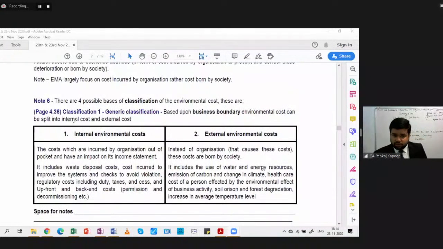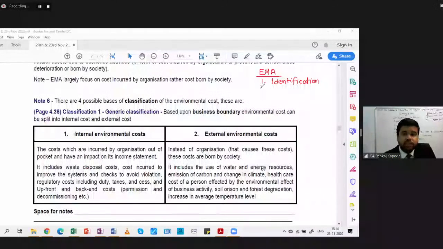In the last lecture, we discussed this topic, but prior to discussing this topic again, I wish to tell you a small story, which is very important. Friends, when a company employs EMA, it is largely concerned with four things. The first thing is what? Identification of the cost which is related to the environment. Agreed?